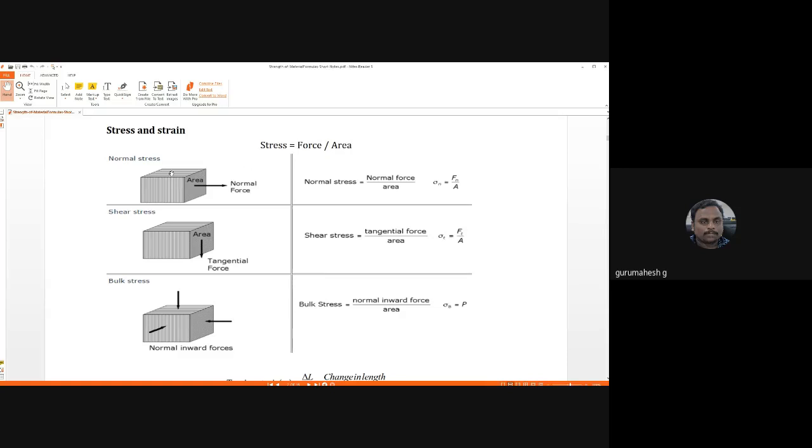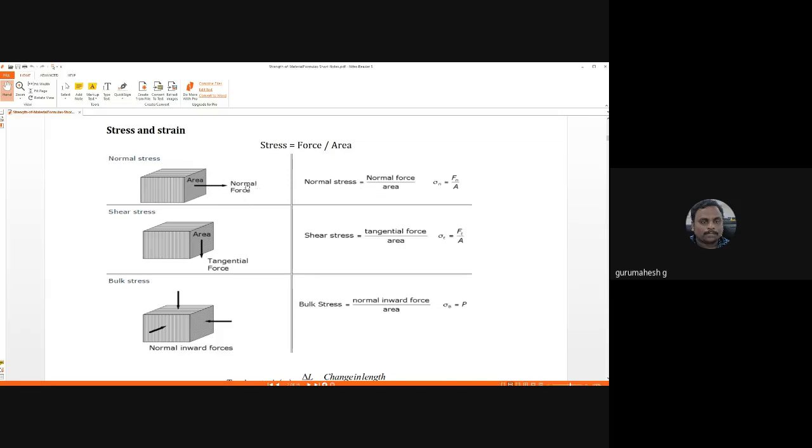First, we need to calculate the normal stress. For normal stress, let us take a cube. The load is acting on the surface of the cube, so we need to calculate the stress. We know that stress is equal to force by area. So normal stress is equal to the normal force applied on the block by area.